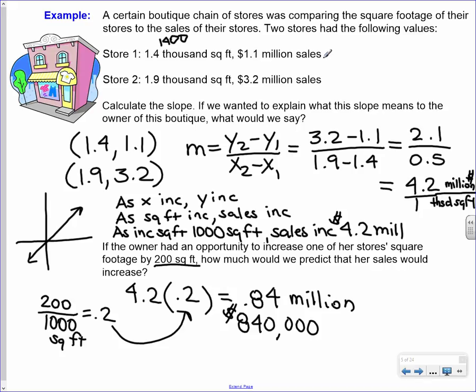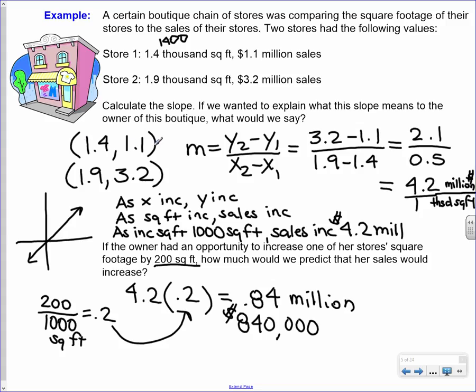And then 1.1 million in sales. Store 2 had 1.9 thousand square feet and 3.2 million in sales. So this is our X and our Y. We've got 1.4 comma 1.1. So this stands for 1,400 square feet. This stands for $1.1 million. Here we've got 1.9 comma 3.2. So the first thing we want to do here is calculate the slope. So we plug in our Y and our X values here and we get 4.2.